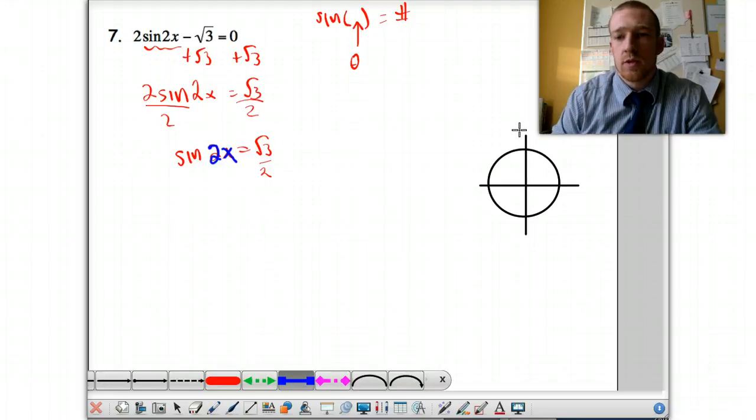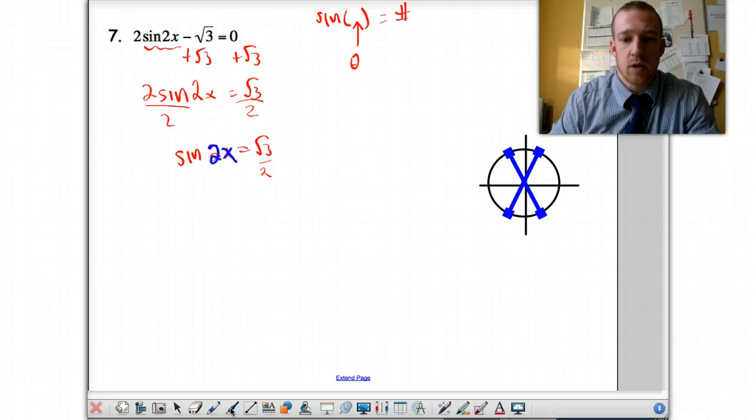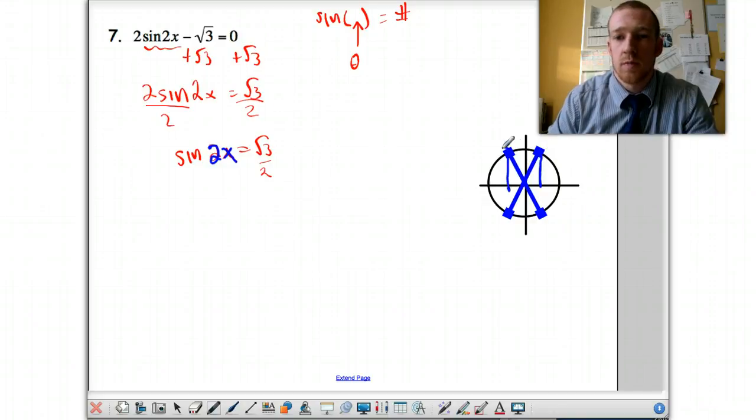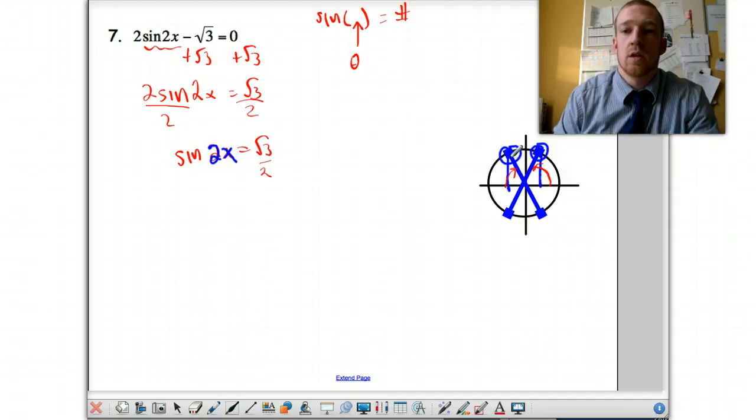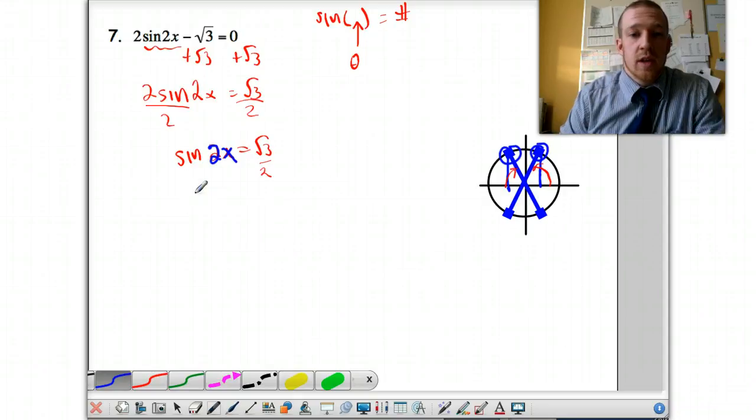Well, root 3 over 2 is the height, as opposed to a half. So it's going to be these reference angles. These are where our heights are root 3 over 2, and sines are our y's, so our heights. And we want them to be positive, so it's this one and this one. So that's going to be a 60-degree reference angle, or pi over 3. And then this is 180 minus 60, or a 120-degree angle, or 3/3 minus a third is 2/3 pi. So I'm going to do this in radians first, then I'll do the degrees after, for those of you that are just radian-phobic here.